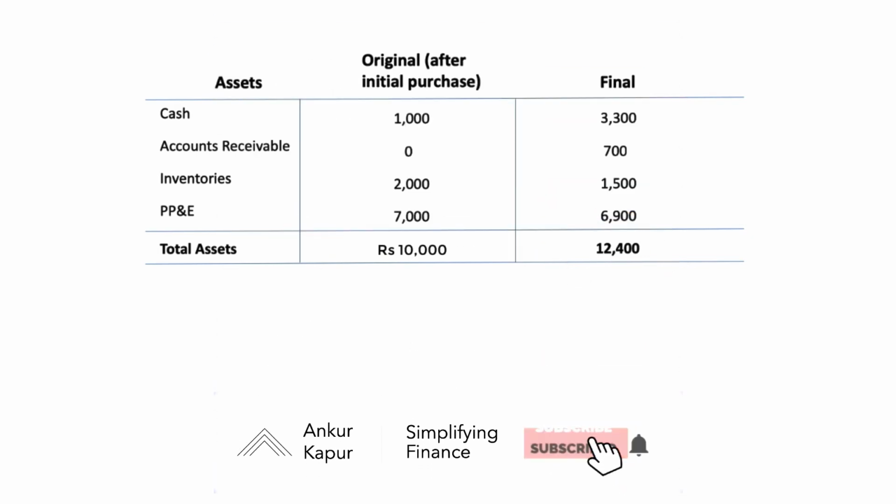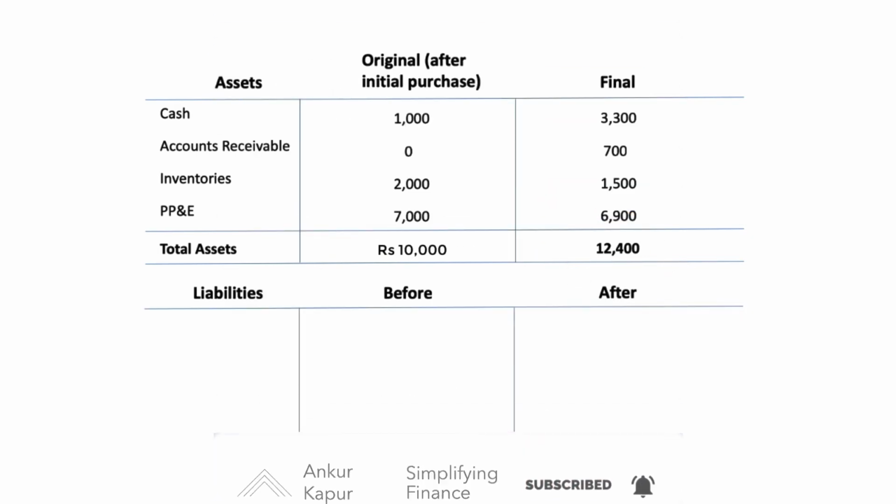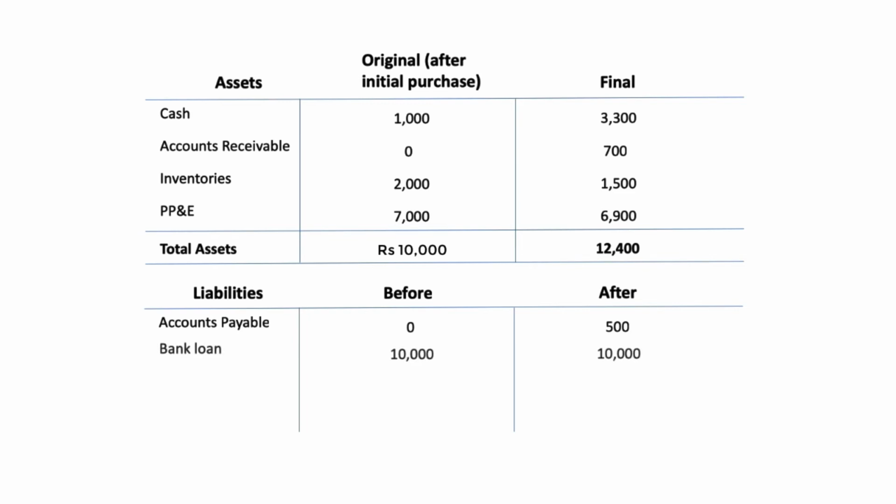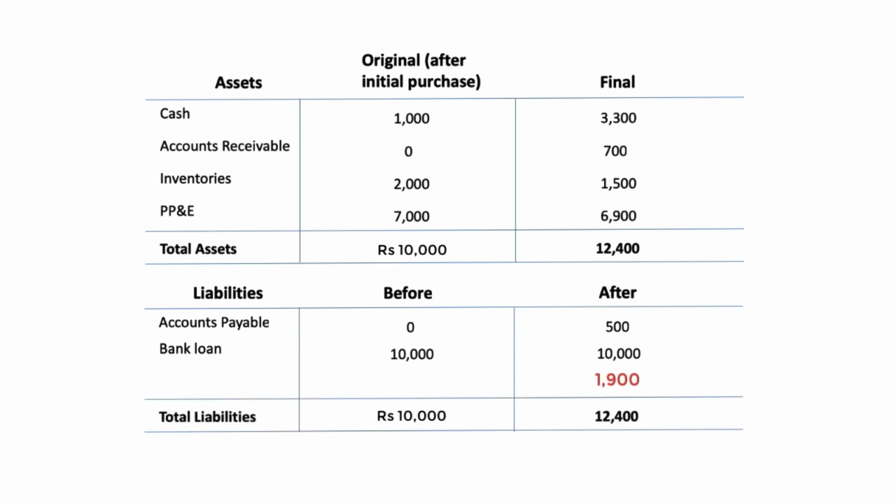On the liability side, we have accounts payable. It was 0 initially and now the final value is 500. We still owe a loan of 10,000 rupees to the bank. It was 10,000 initially and now as well. That leaves us with a difference of 1,900, the difference between total assets and total liabilities. Well, this difference of 1,900 is basically called retained earnings.